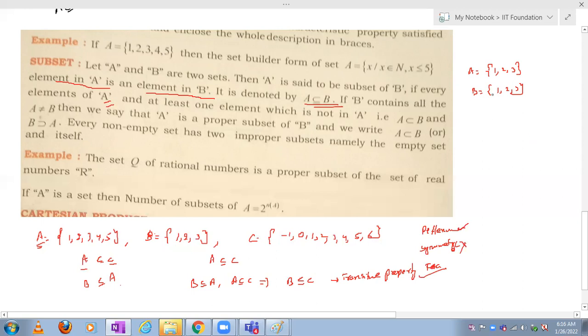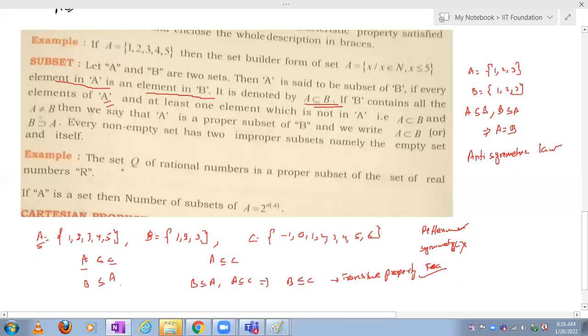So here, look at here. Here one thing is there. A is subset of B. All the elements of A is there in B. All the elements of B is also there in A. What can you say about this? A is equal to B. All the elements of A and B are equal. So both the A set and B set are equal. This is called the anti-symmetric law. Got it?